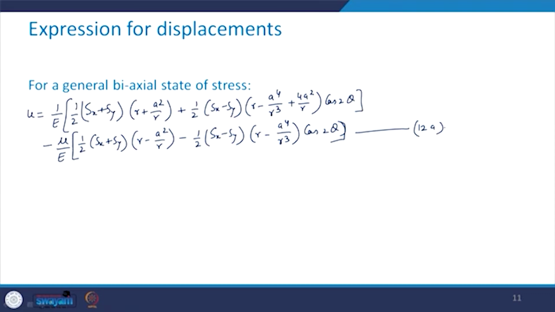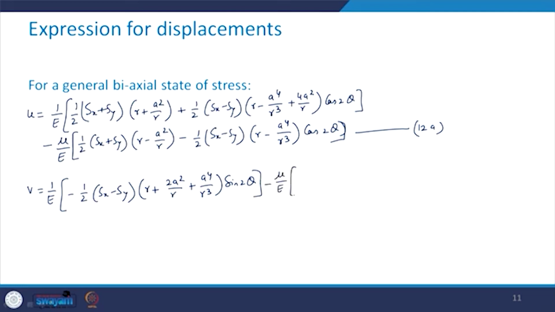So, similarly, you will have an expression for v as 1 upon E, minus half (Sx minus Sy) (r plus 2a square upon r plus a to the power 4 upon r cube) into sine of 2 theta, minus mu upon E, half (Sx minus Sy) (r minus 2a square upon r plus a to the power 4 upon r cube) into sine of 2 theta. That's 12b.